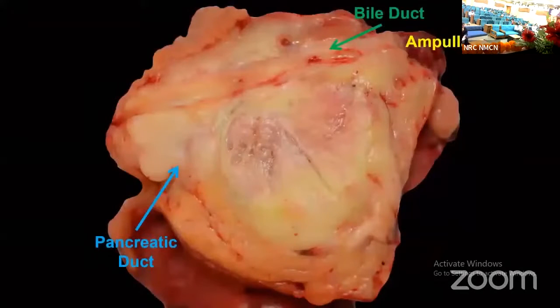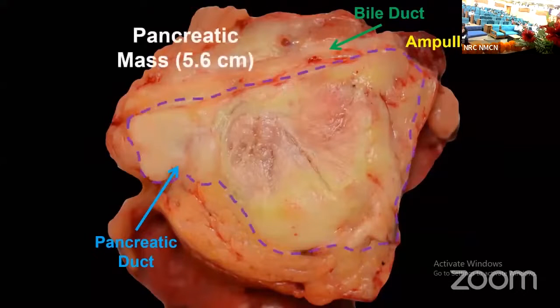As with all of our Whipple specimens, we cut the pancreas along the duct, specifically the pancreatic duct and the bile duct. The bile duct is indicated to the top and the pancreatic duct is to the left. As shown here, the pancreatic duct was completely obliterated by a large mass that again measured 5.6 centimeters in greatest dimension, encompassing almost the entire pancreatic head.